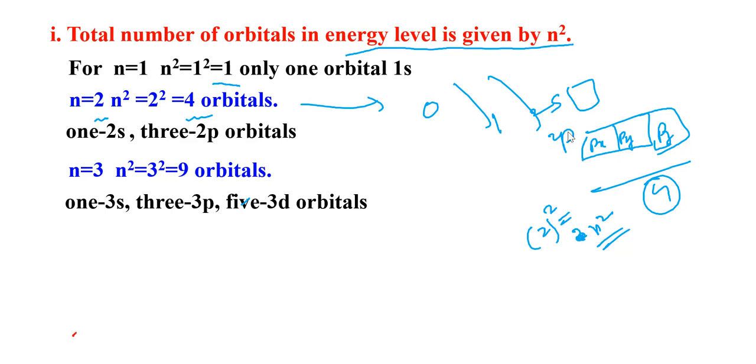If you know the n, you will get how many orbitals. Each orbital has a maximum of 2 electrons. So if you want total electrons, 2n square is the formula. If you want orbitals, only n square. Multiply the orbitals by 2 and you will get the number of electrons.